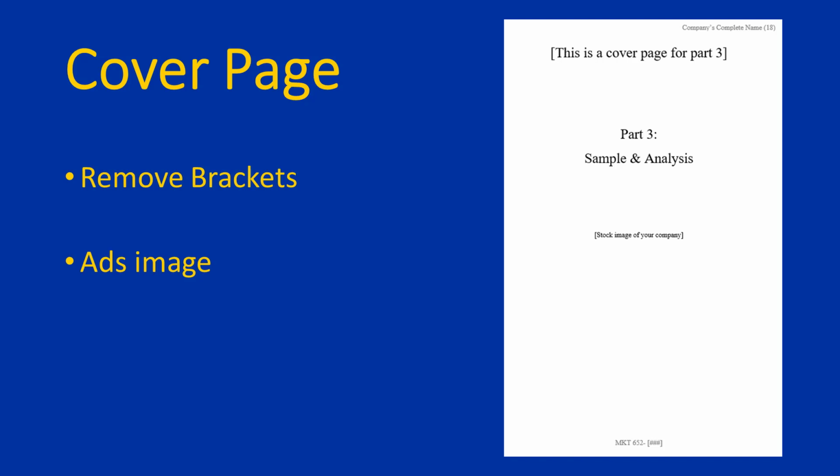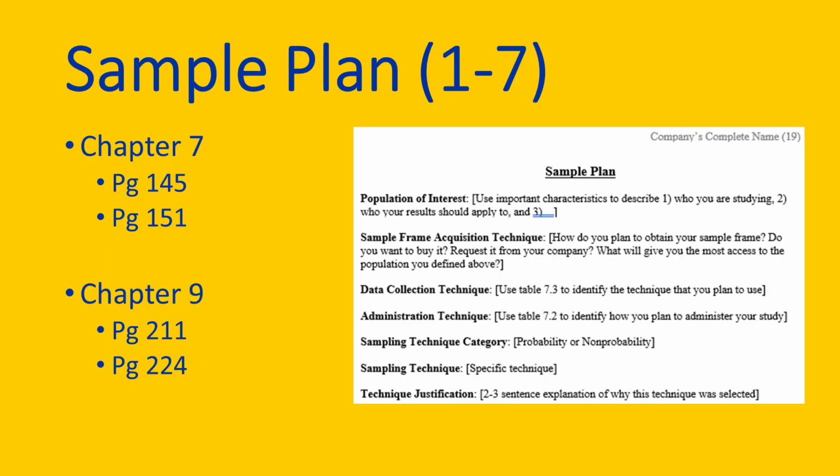Before moving on, I want to mention that you will be working on content we have not covered yet. You will use chapters 9 and 10 to help you complete part 3. The first 7 questions of the sample plan are from chapter 9 on sampling and chapter 7 on techniques. More specifically, questions 3 and 4 are from chapter 7, the rest are from chapter 9.